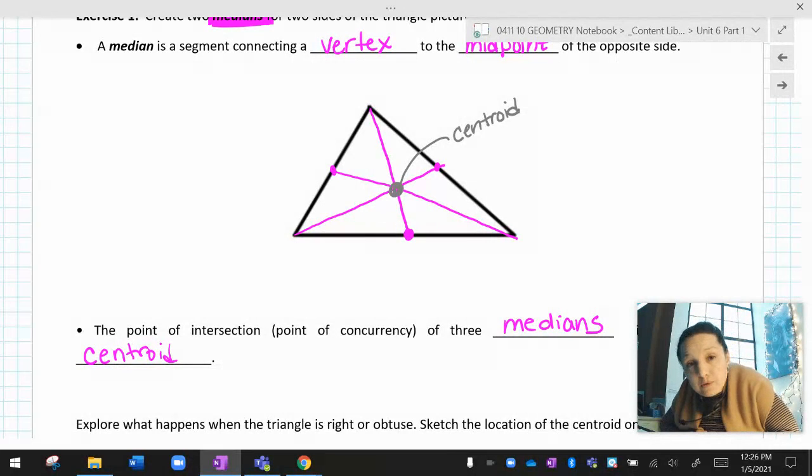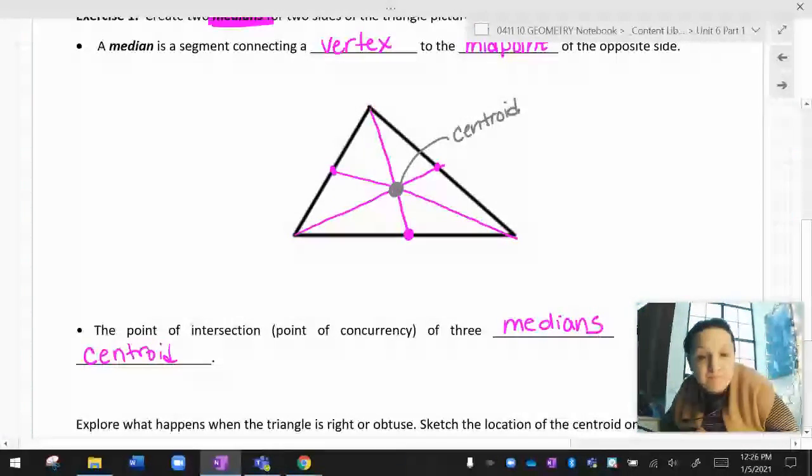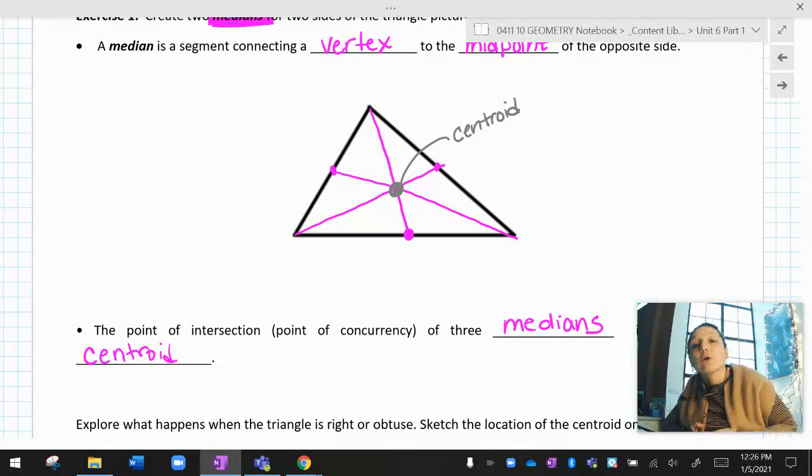What's important about the centroid? It is the center of gravity of this triangle if it had equal density all the way across. So if I were to cut this triangle out on an index card, if I put my finger underneath right on the centroid, I would balance the triangle.